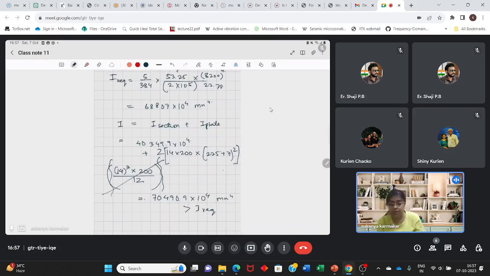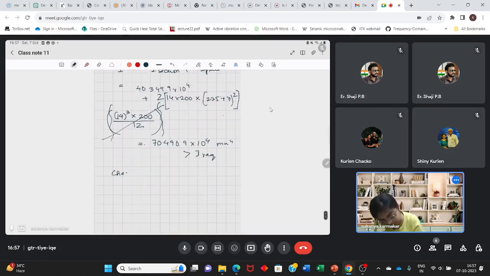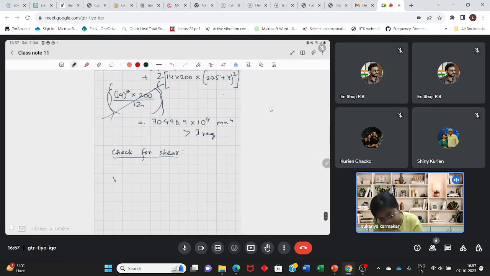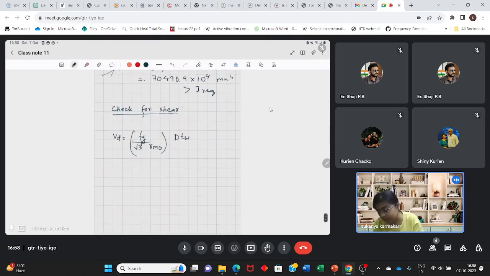Then we need to check for shear. The shear capacity of the section is Fy by root 3 gamma m0 into the area, which is d into tw. This is the area which will carry the shear. So 250 by root 3 into 1.1 into 450 into 11. So this number is some 0.23 kilonewton.